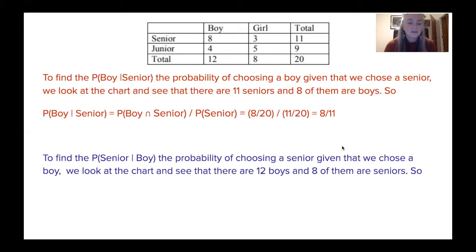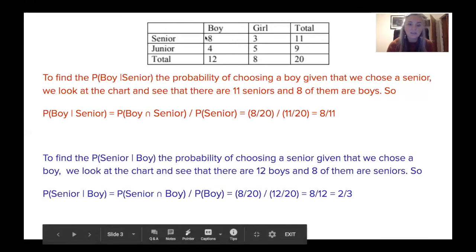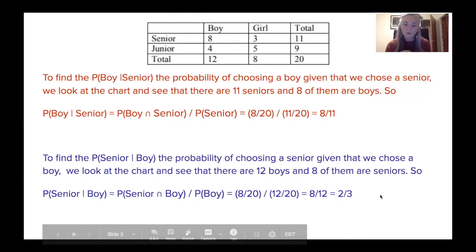To find senior given boy, the probability of choosing a senior given that we chose a boy, we're going to switch them. Is this commutative? We look at the chart and we see there are 12 boys. We already suspect no because we've changed the denominator, and 8 of them are seniors. So the probability of a senior given that it's a boy is the intersection of seniors and boys divided by the boys. So 8 out of 20 divided by 12 out of 20, that's 8/12 or 2/3.